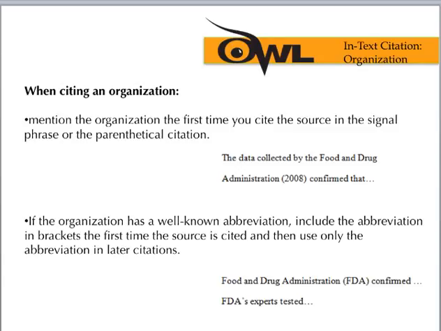If it's an organization, then mention the organization when you first talk about what you're discussing. And if the organization has a well-known abbreviation, then just put it in quotations, and then in the later citations you can use the short form, the acronym. So the example here is Food and Drug Administration, FDA. Later on you can use just the FDA.